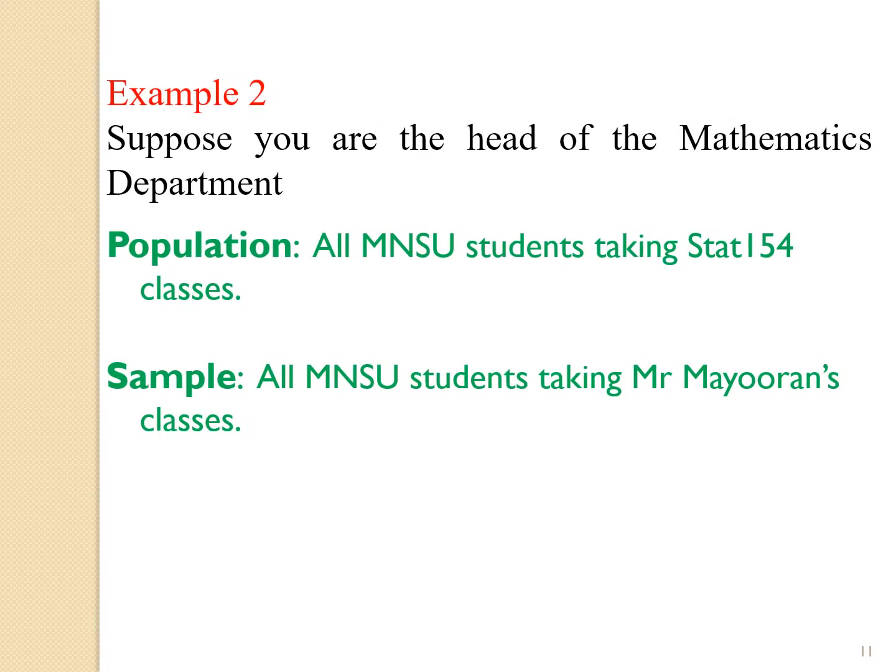And also, suppose you are head of the mathematics department. In this situation, the population is all MNSU students taking a particular class, the Stat 154 course, and the sample is all MNSU students taking Mr. Myron's class. The population size may be 400 or 500, and the sample should be 30 or 25. I believe you can easily understand through this example the difference between population and sample.